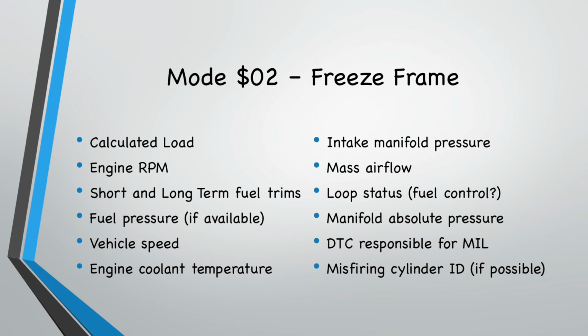The next mode I want to talk about is mode 2. Mode 2 is freeze frame data. Now, freeze frame data has some standardized PIDs in it. Here you see a list of them here: calculated load, engine RPM, short and long-term fuel trims, fuel pressure if it's available, vehicle speed, engine coolant temperature, intake manifold pressure, mass airflow, loop status, whether it's an open or closed loop, manifold absolute pressure, what the code was that was responsible for turning on the MIL, and if it is a misfire, the cylinder ID if that's possible.